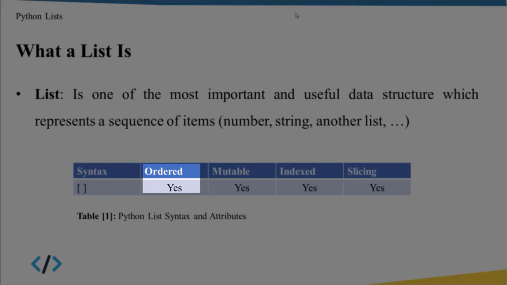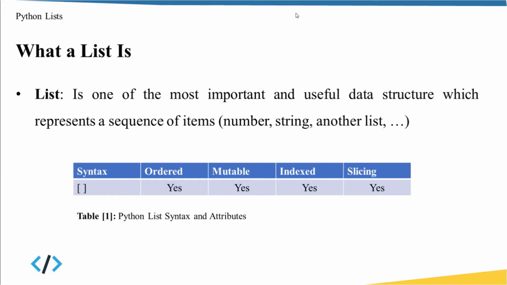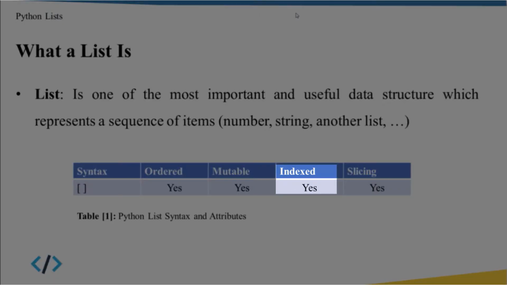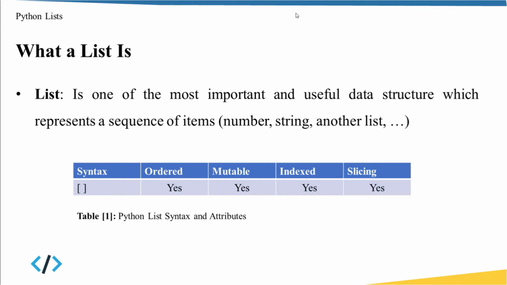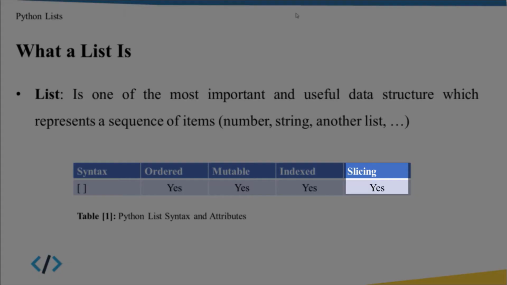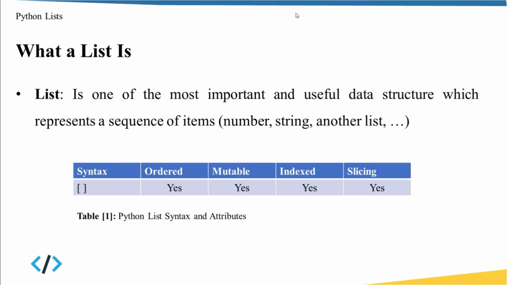And you have to know that list is an ordered data structure, which means each item has its own known and fixed location. List is mutable, so once you create it, you can update the content of the list. List is an indexed data structure, so you can get access to each individual item inside this list by using integer indexes, and the indexes could be positive or negative. And the last point, you have to know that lists support slicing, so you are able to extract a sublist from your list using also positive and negative indexes inside the slicing operator.